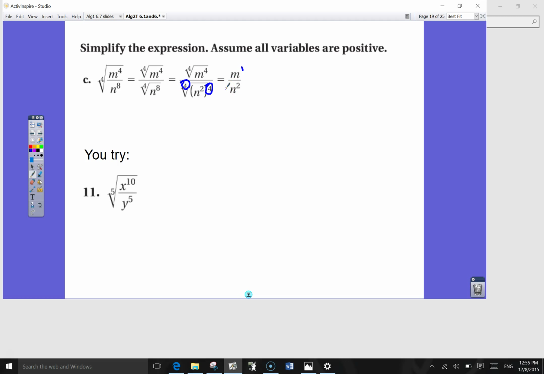So go ahead and try that on the denominator. Hit pause, and when you're done, hit play. And this will be 10 divided by 5 is x squared. 5 divided by 5 is y. Okay, next.